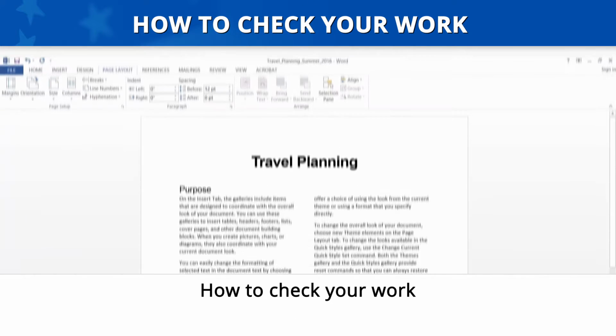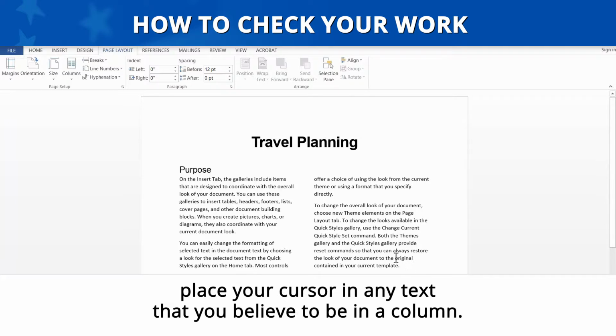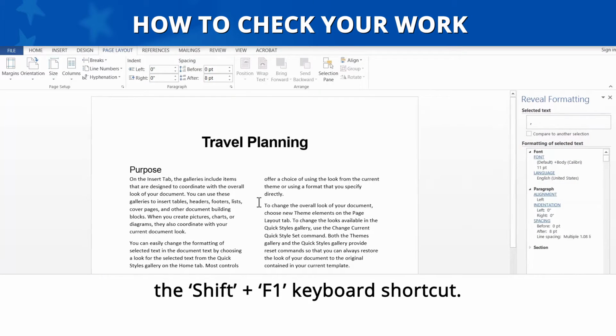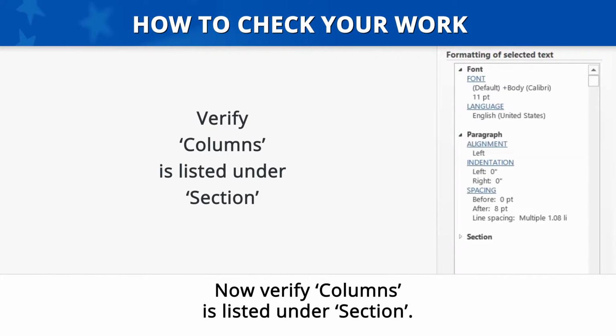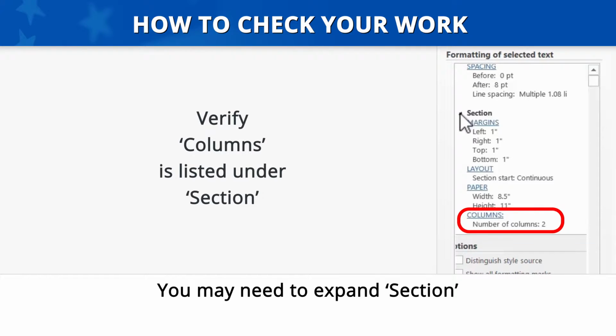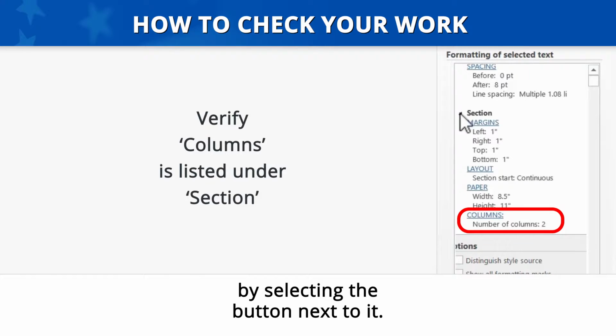How to check your work. To check your work, place your cursor in any text that you believe to be in a column. Then, open the Reveal Formatting pane by using the Shift F1 keyboard shortcut. Now verify Columns is listed under Section. You may need to expand Section by selecting the button next to it.